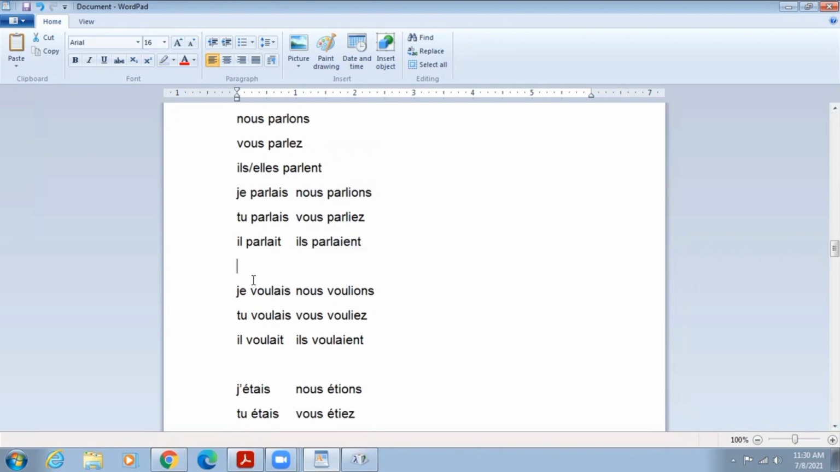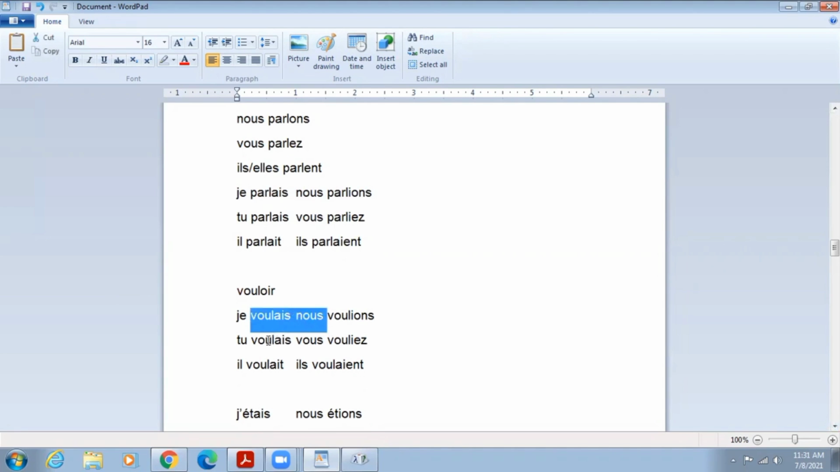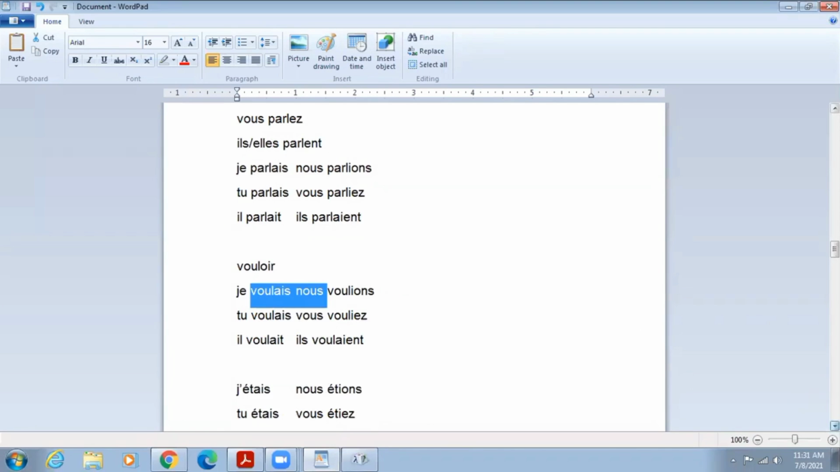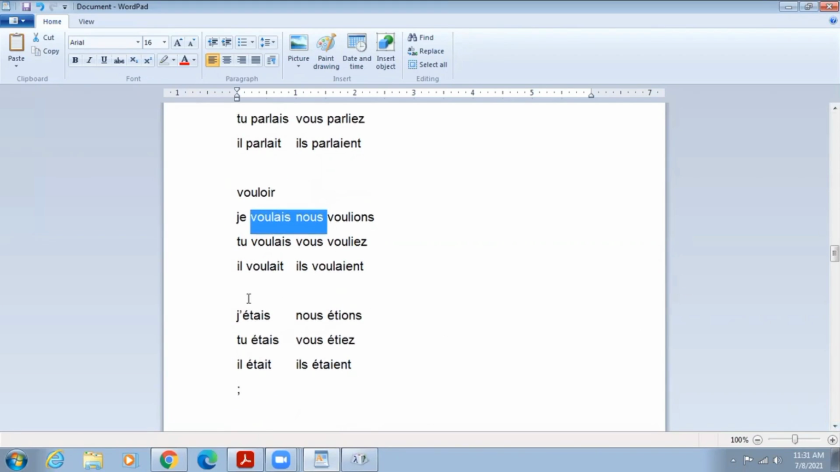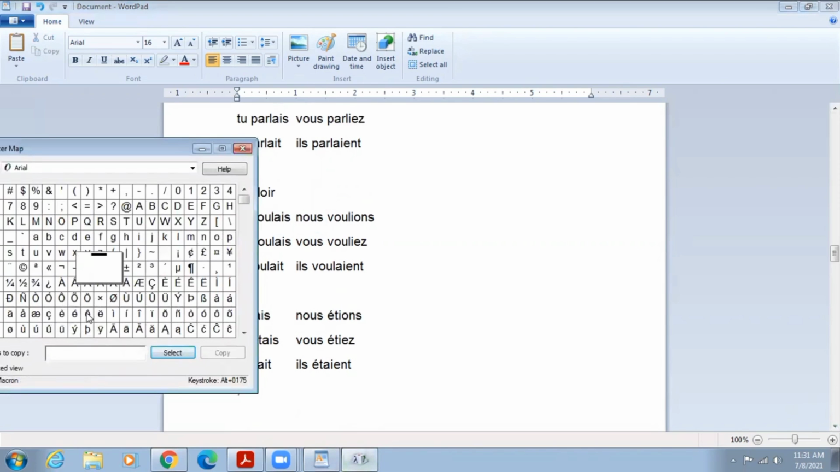For verbs like vouloir, which means to want, the imperfect conjugation is like this: je voulais, tu voulais, il voulait, nous voulions, vous vouliez, ils voulaient. For the verbs like être, or it's not like a verb, actually, it's only être.